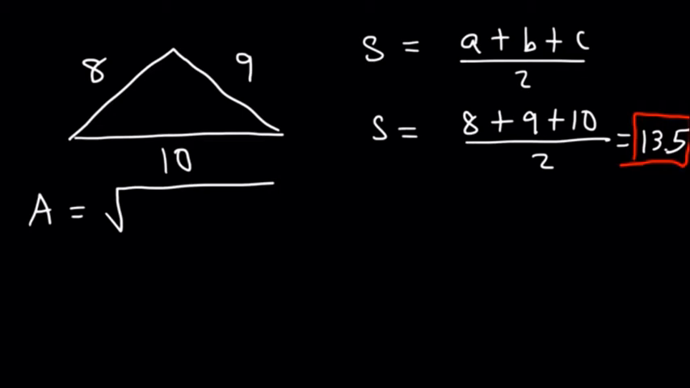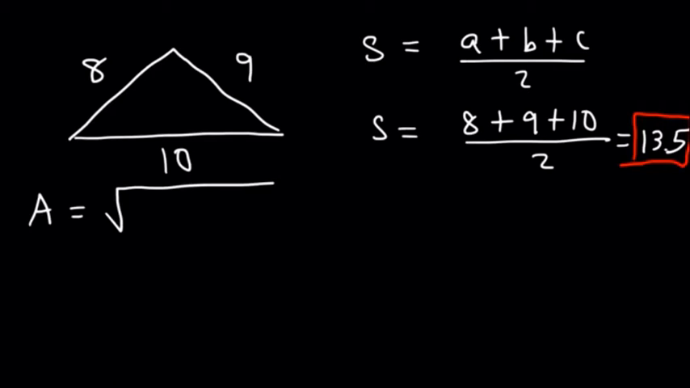So s is 13.5. And then it's going to be 13.5 minus 8 times 13.5 minus 9 times 13.5 minus 10. So I'm going to take one step at a time to get the answer. So 13.5 minus 8. But we know that 13 minus 8 is 5. So 13.5 minus 8 is 5.5. 13 minus 9 is 4. So 13.5 minus 9 is 4.5. And 13.5 minus 10 is 3.5.